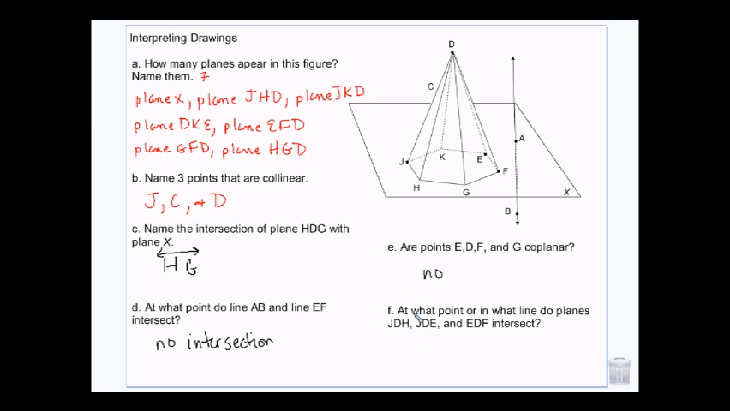Okay, and then at what point or in what line do planes JDH, JDE, and EDF intersect? So I've got J, D, H, J, D, E, and E, D, F. They all have point D in common. Could you just look at the letters? Yeah. I just wanted to show a picture though.